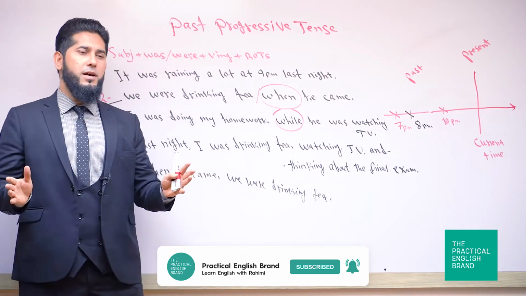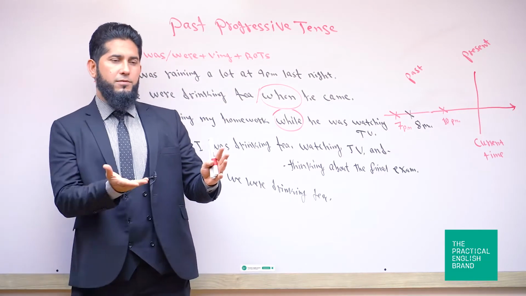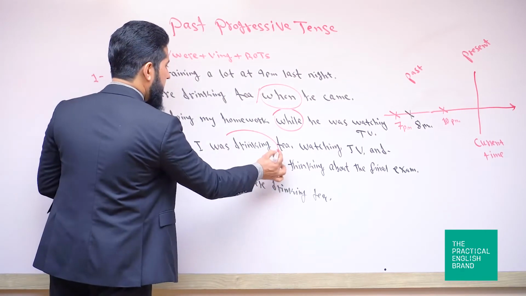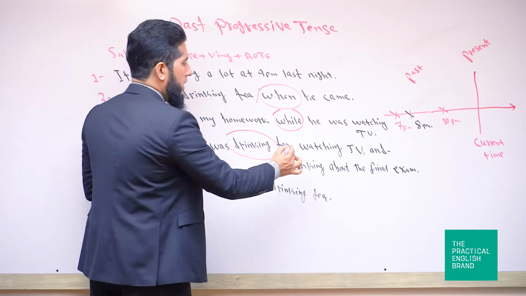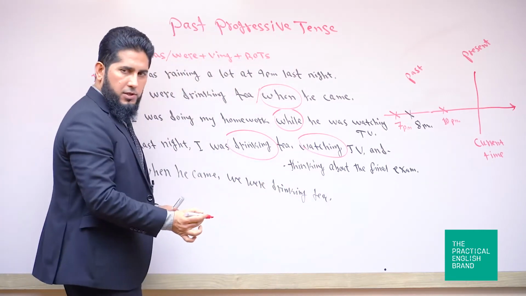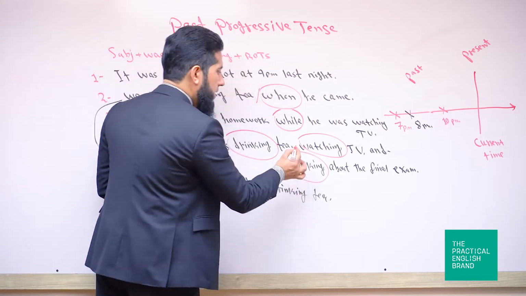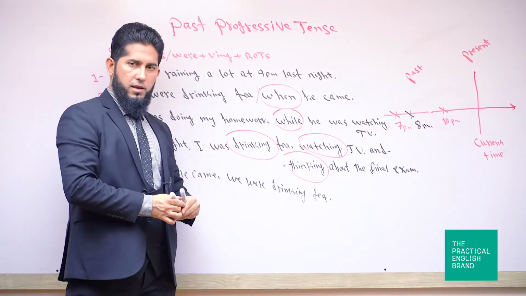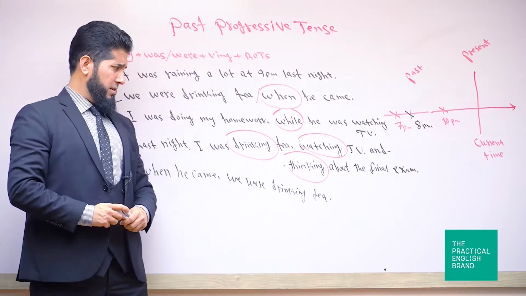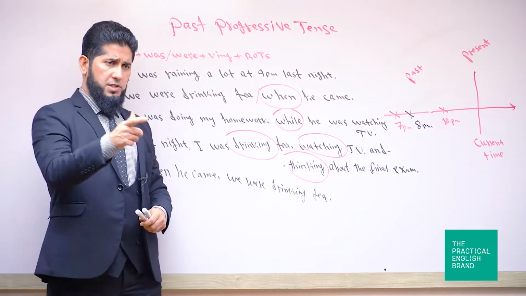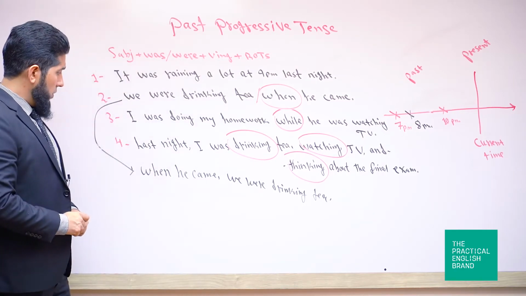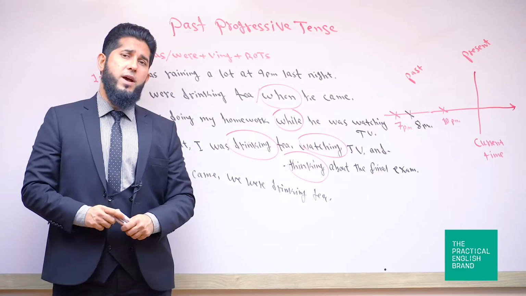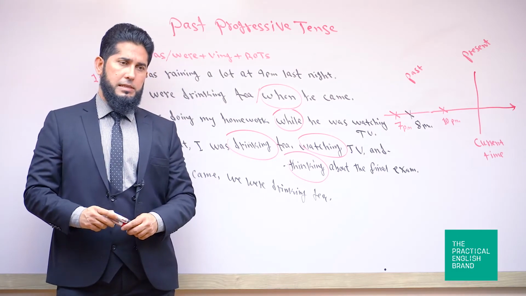So you may also talk about a list of actions. How many actions here do we have? I was drinking tea, one action, and watching TV, another action, and thinking, okay, kind of mental activity. It's a mixed verb, think. You can use it as an action verb and you can use it as a state verb. Okay? So this is all about past progressive or past continuous tense.